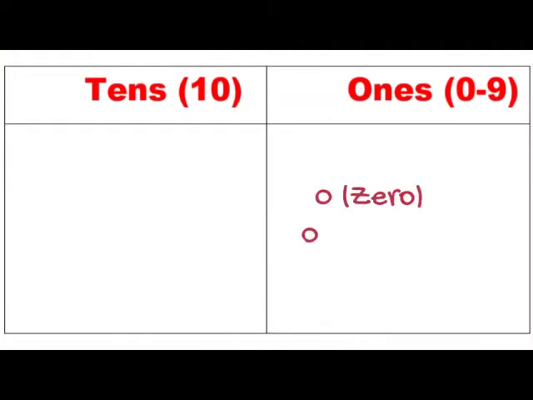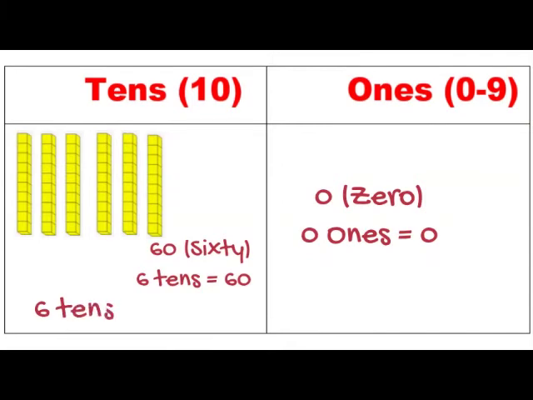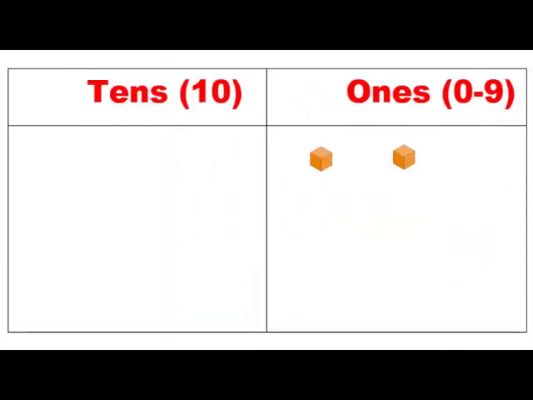In this chart, we can see in the ones column, we have 0. 0 ones is equal to 0. And in the tens column, we can see 6 blocks. That makes it, right, 60. Sixty, 60. 6 tens is equal to 60. And we write it as 6 tens plus 0 ones is equal to 60 plus 0 is equal to 60. Sixty, 60, which is the number name of 60, and 60 plus 0 is the expanded form.